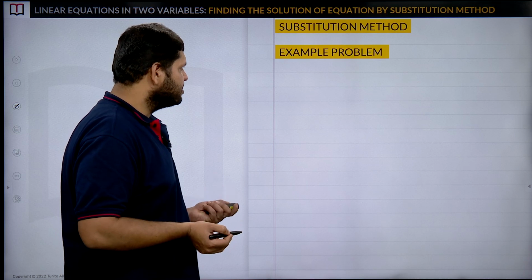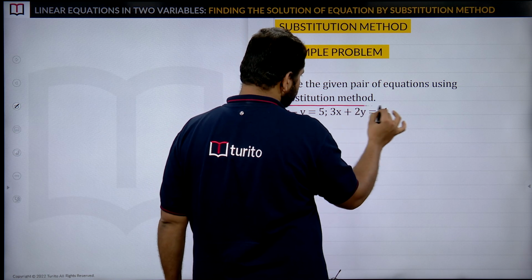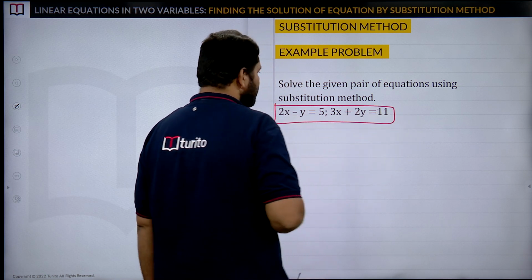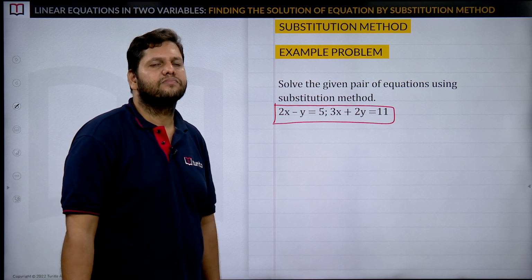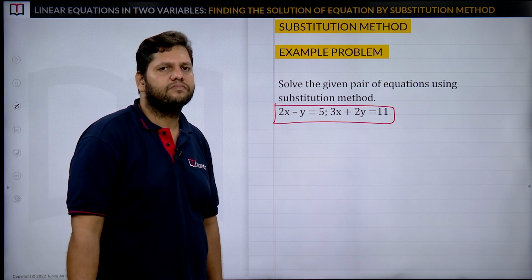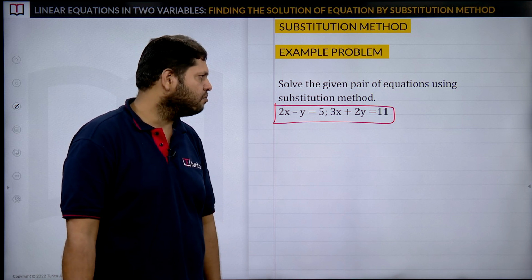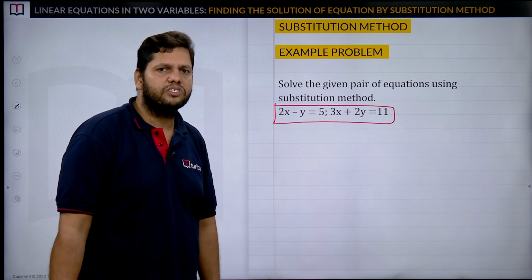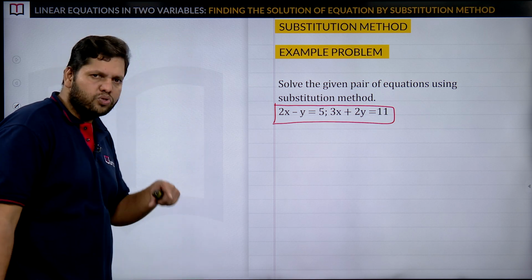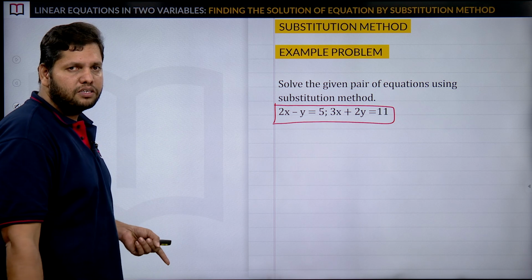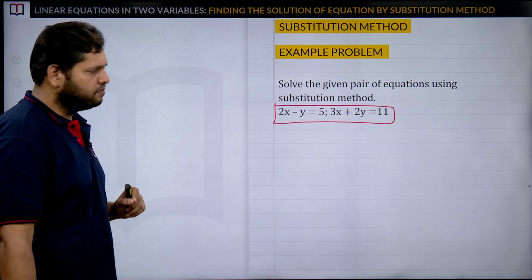Now children, let us see one example question. I have two equations, children. One is 2x minus y is equal to 5. Another equation is 3x plus 2y is equal to 11. Are you getting my point, children? Now I want to find the solution of these two equations by which method? Substitution method, isn't it? So let us see how we can do this sum.